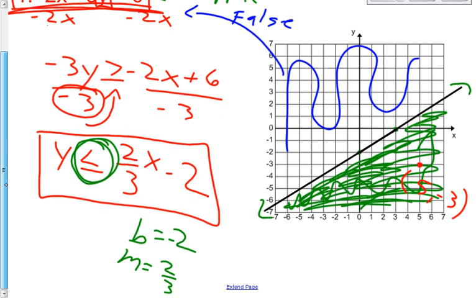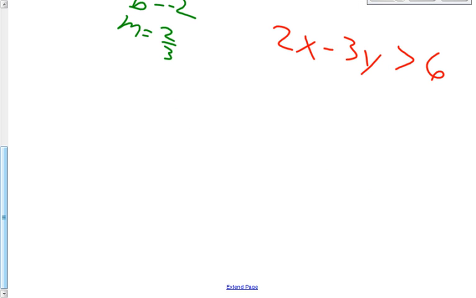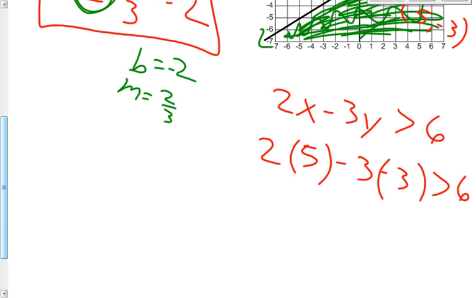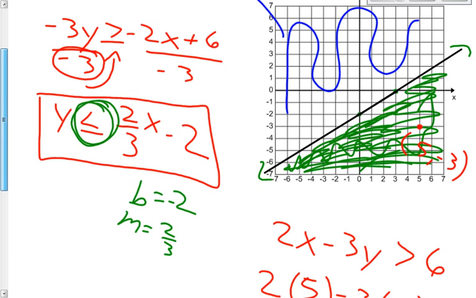2x minus 3y is greater than 6. Let's see if it makes this statement true. 2 multiplied by x, and I said my x is 5, minus 3 times my y, which my y is a negative 3. That's greater than 6. 2 times 5 is 10. A negative 3 times a negative 3 is a positive 9. Is 19 greater than 6? And your answer is yes, that statement is true. It checks out. 19 is greater than 6. So I know that I've done it correctly.